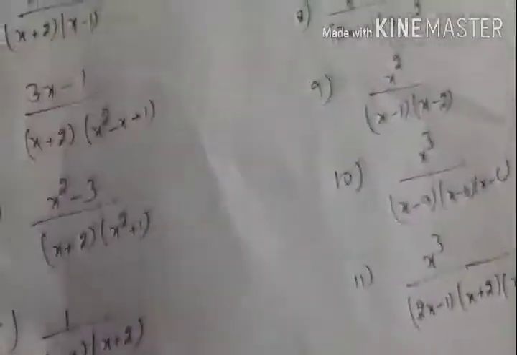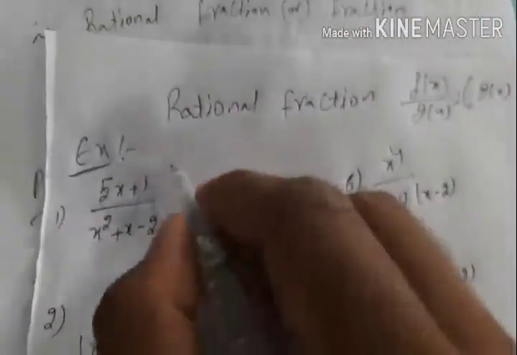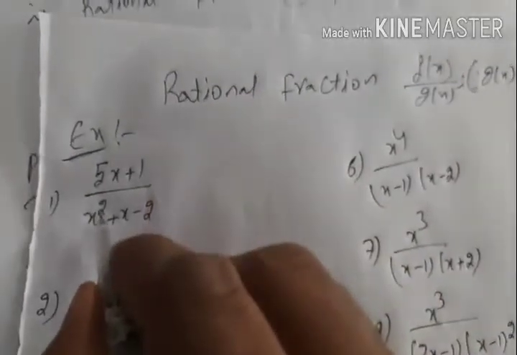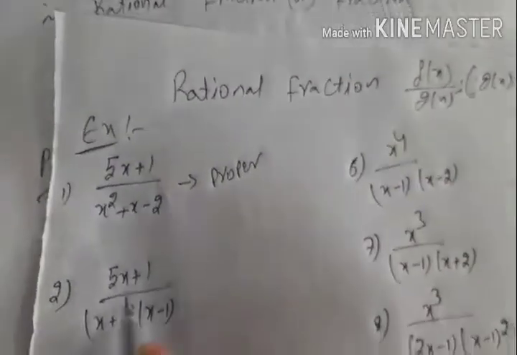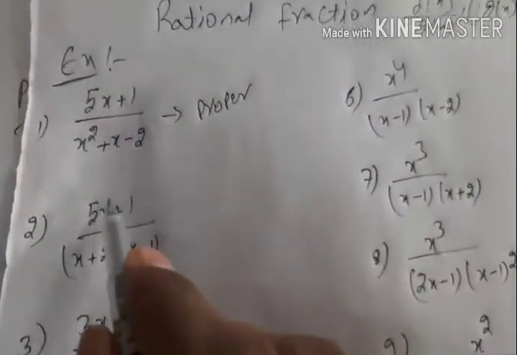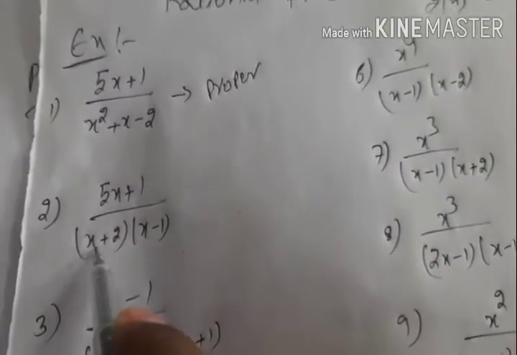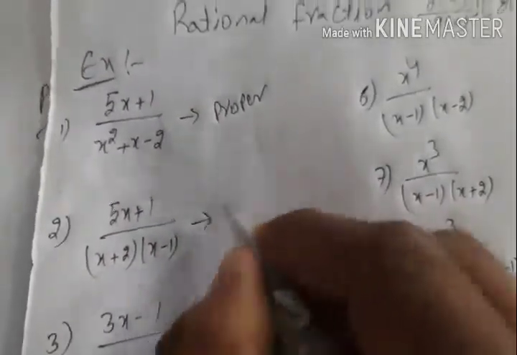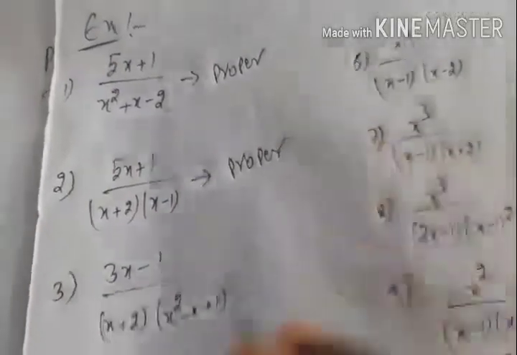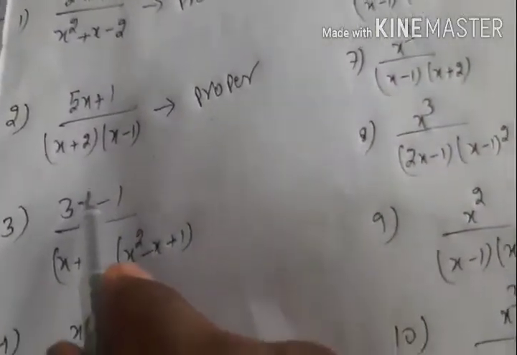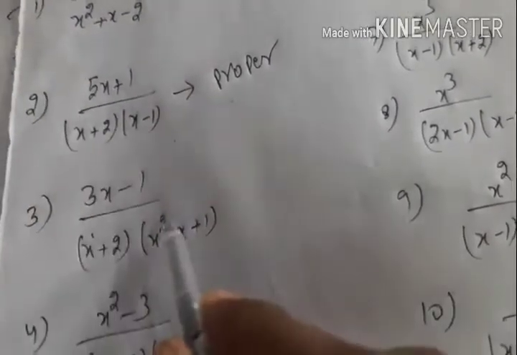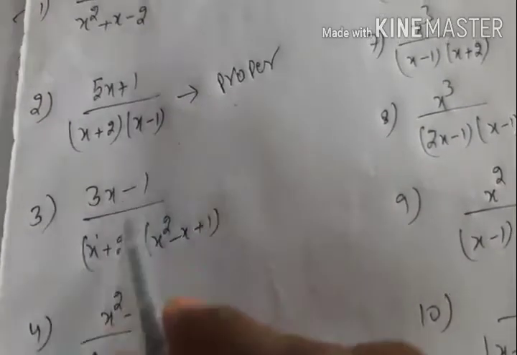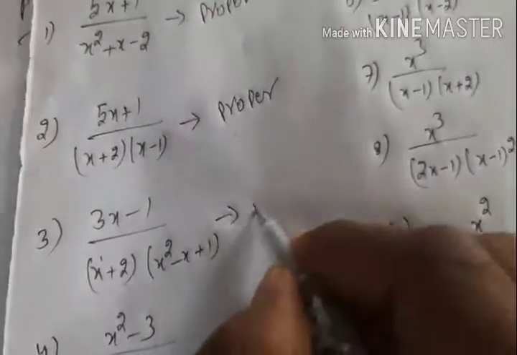Some examples for proper and improper fractions. In the first example, order of f of x is 1 and order of g of x is 2. This is called a proper fraction. In the second example, order of the numerator polynomial is 1 and order of the denominator is 2. It is also a proper fraction. In example 3, order of f of x is 1 and order of g of x is 3, and it is also a proper fraction.